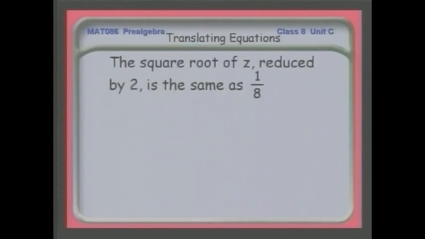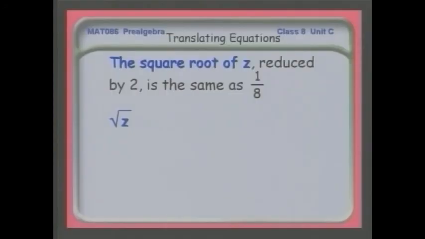Here's another one. And this one involves square roots. I want you to pay attention to where the commas are, because that's important when you're trying to analyze these. You see we have the square root of z, which indicates that you're only talking about the square root of z, comma, reduced by 2, which means the square root of z is 1 unit, then you reduce that by 2. Let's see how this is going to work. The square root of z, then the comma means that there's no z minus 2 in there. It's the square root of z reduced by 2 is the same as 1/8.